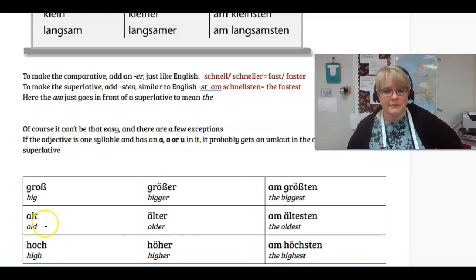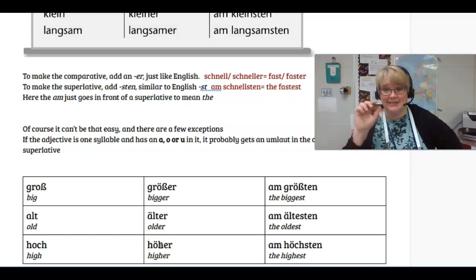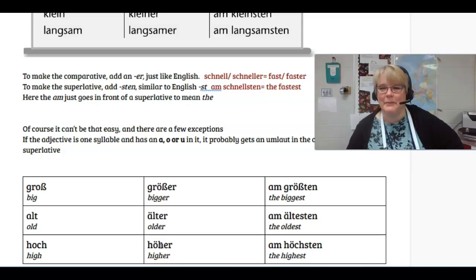Also, same thing with old. Alt, älter, am ältesten. Not alter, but älter. And then this one's a little bit different here. Hoch, also high. Höher, höher. You can practice that. Pause and say that. Höher. So the Ö is an "ö" sound. Not hocher, but höher. And then the superlative, am höchsten. Am höchsten. The C comes back.